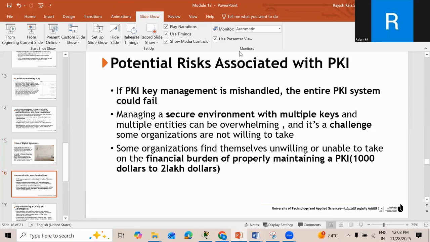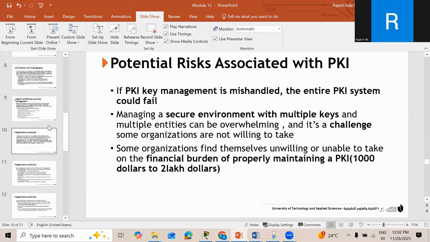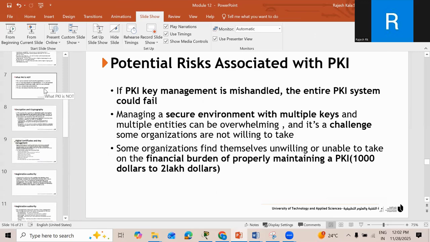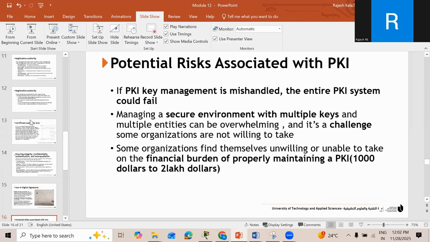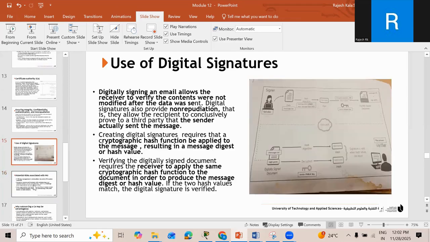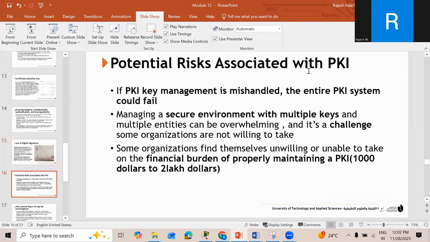What are the risks associated with PKI? Up to here, I have discussed what PKI, public key infrastructure, is, what the components of PKI are, what encryption is, what decryption is, what cryptography is, what a digital certificate is, and what a digital signature is. Now, what are the risks connected with PKI? If PKI management is mishandled, if somebody is not managing the public key infrastructure, the keys will not be secured and the system will fail.